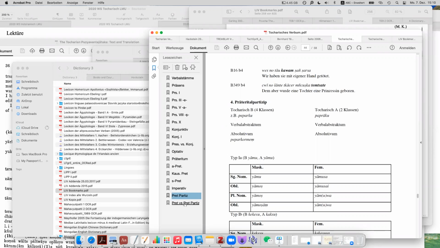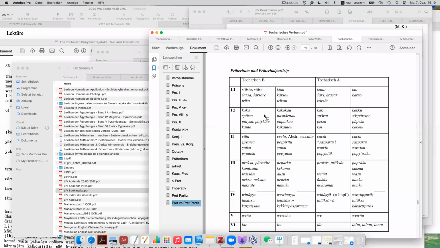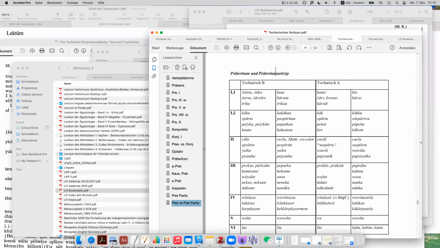Actually, although one is called preterite and another is called preterite participle, they are independent. Sometimes they are different, and sometimes one is reduplicated and another is not. So here's a comparison between these two. But we can leave it to the next time.